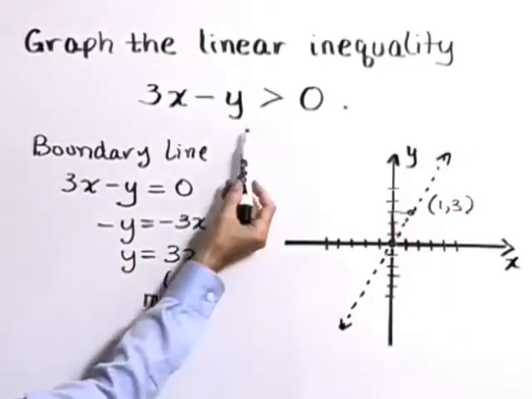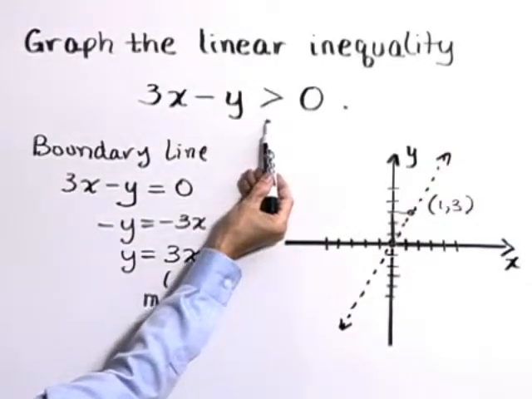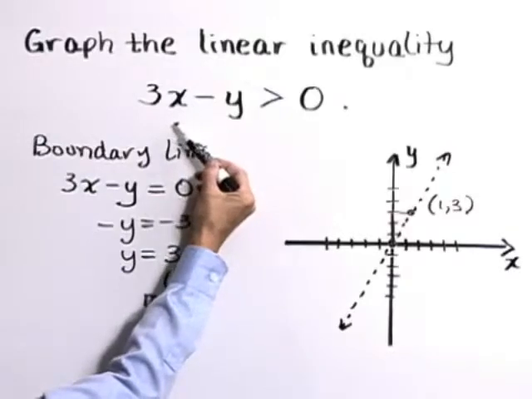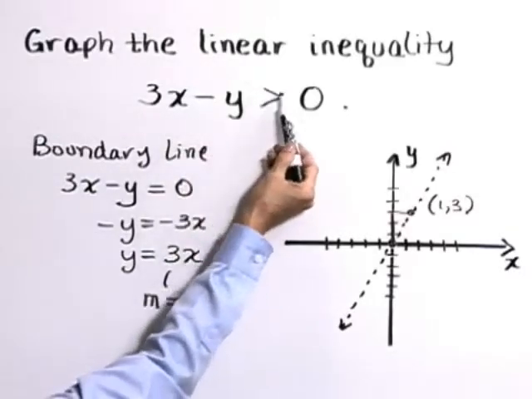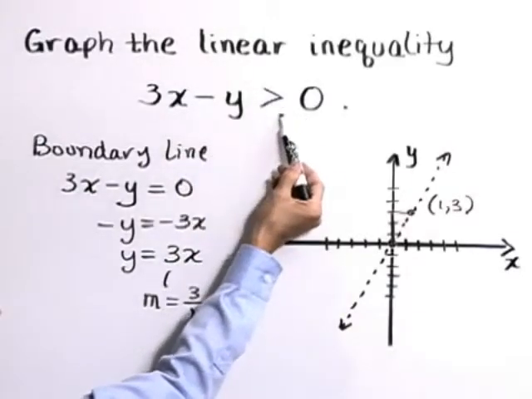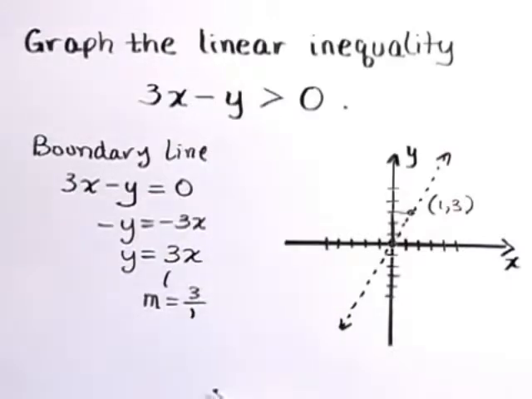because this is a strict inequality. We want to include points that satisfy 3x minus y is greater than 0. There's no equal to part here. Thus we draw a dotted line.